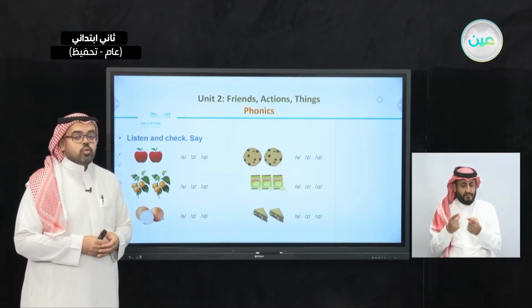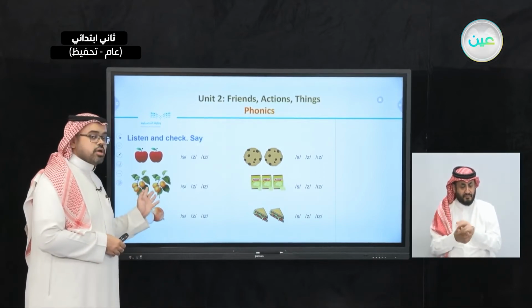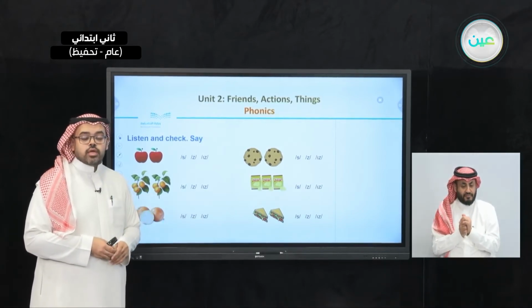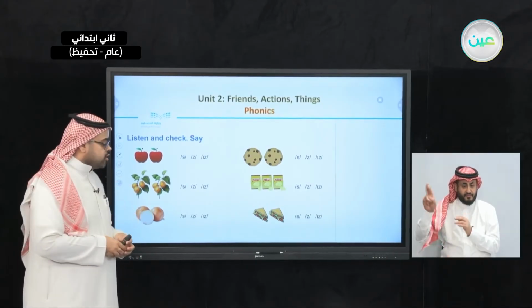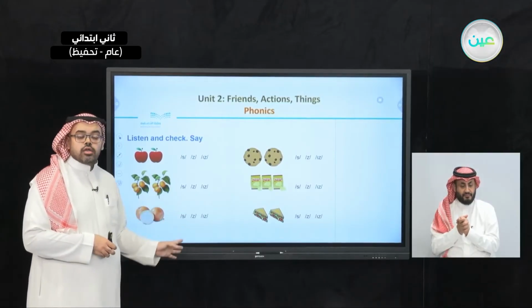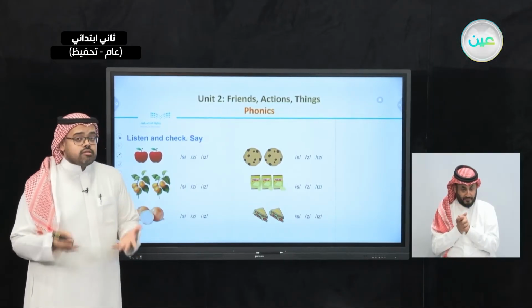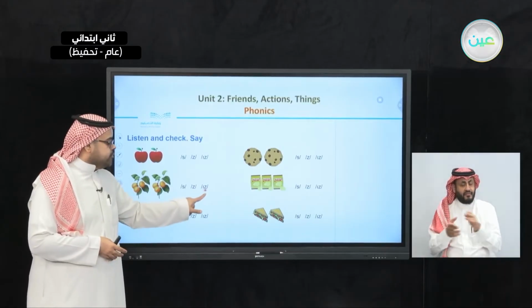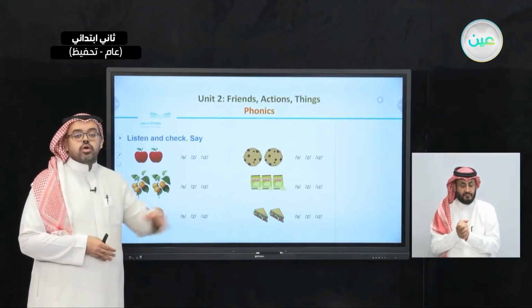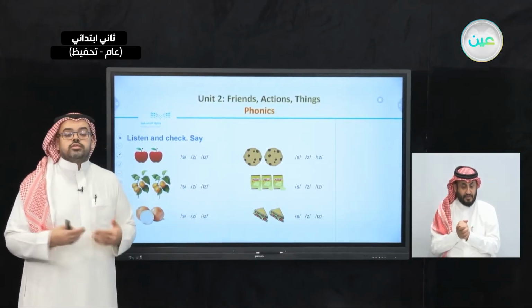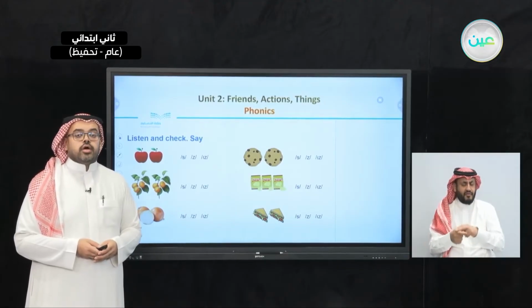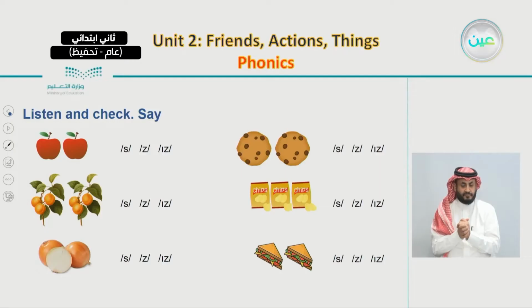Some we pronounce with s, like apricots and chips. And some of them end with z, like for example, apples and onions. And some of them end with iz, like for example, cookies and sandwiches. So it's very important that we practice on them even more. So now, one more time, I'm going to say it and you repeat after me.